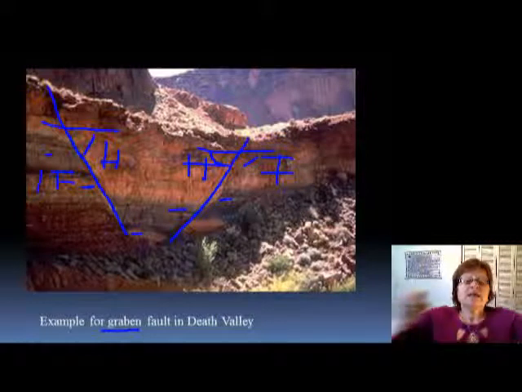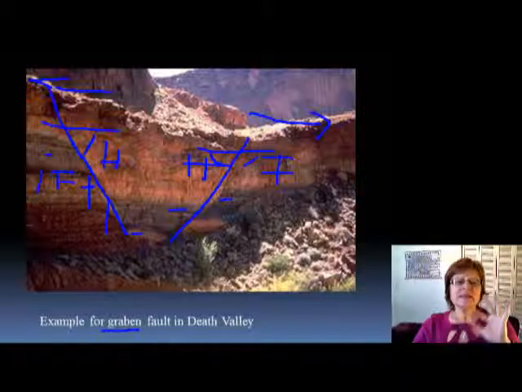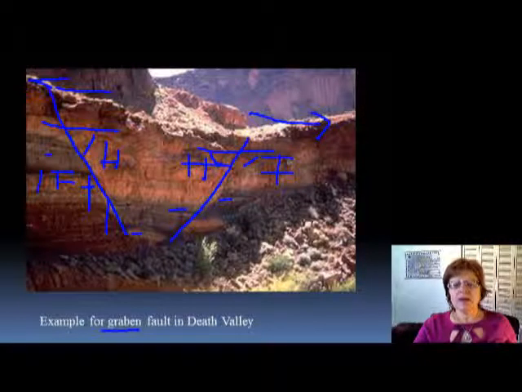They're always the result of extensional force, like the forces going opposite each other, and it's relative lengthening. This is where you see the missing layer right there. So this is a typical graben fault, remember.